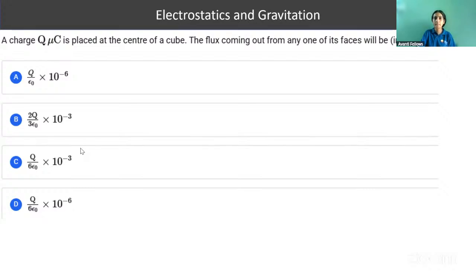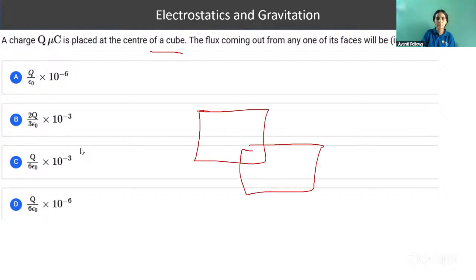We studied one thing. What did we study? We studied this, what is the question given? Charge Q coulomb is placed at the center of a cube. So there is a cube. See the cube like this. Done? This is cube. And there is charge kept at the center. Done. Flux coming out from any of its faces will be. How much flux is coming from any one face? Yes, Sasank, that's correct. Puneet, yes.